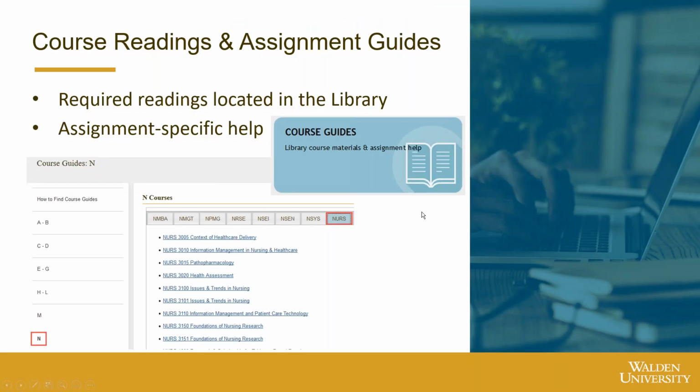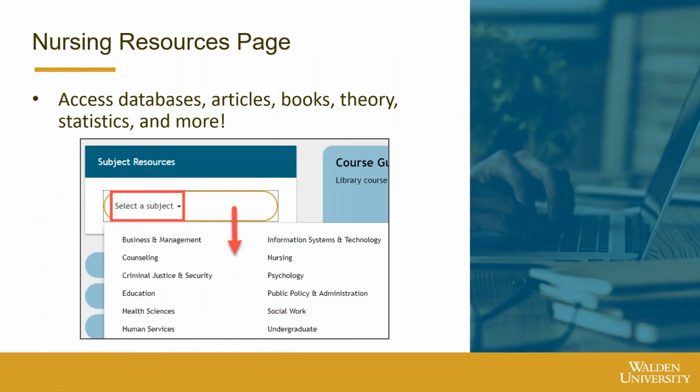We want to make sure you know about these course guides because we put them together for you. If you click on the big giant blue course guides button on the library homepage and navigate to your course prefix, for most of you, that's going to be NURS, they are in order by number below that. You can see any of the readings that are supposed to be in the library. We have linked them there for you. And then, like I said, some assignment guides there as well.